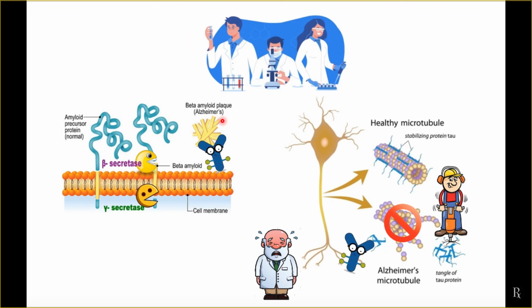Here we can also see the process of the development of the beta amyloid. There are beta amyloid plaques that lead to the development of Alzheimer's disease, and that usually develops from the amyloid protein that is the precursor for the beta amyloid plaque.